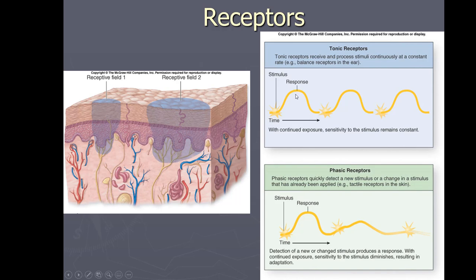So you can see with a tonic receptor, you get the same response every time. If you compare that to a phasic receptor, you still get 3 stimuli, but the response actually gets smaller the more and more stimuli there are. So the receptor kind of adapts a little bit. And so depending on what part of the body you're talking about, some parts of the body have a lot of tonic receptors, which are good. Then some parts of the body have a lot of phasic receptors, and that's good in certain aspects also.